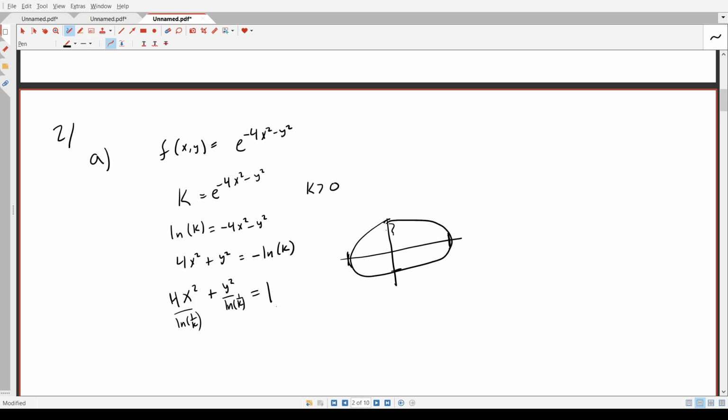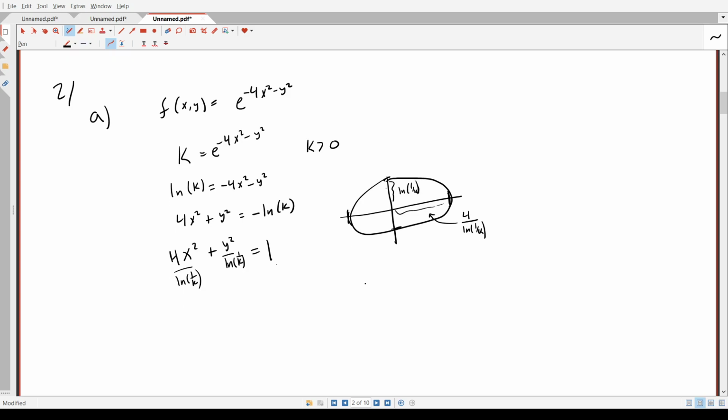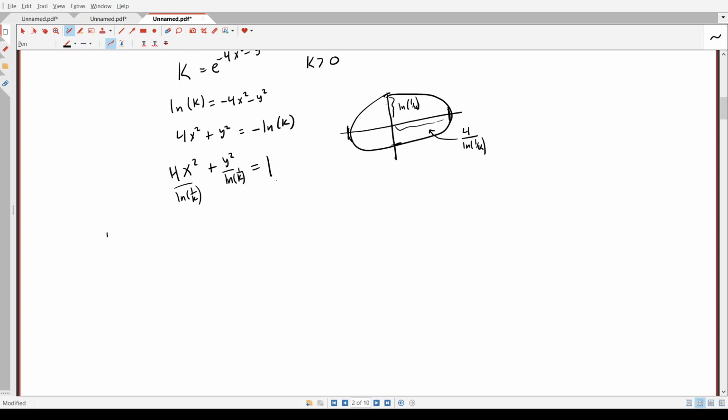And this distance here, that's going to be ln of 1 over k. And this distance here, that's going to be 4 over ln of 1 over k. Okay, so the set of all these ellipses are the set of all the different level curves. Okay, next one, B.